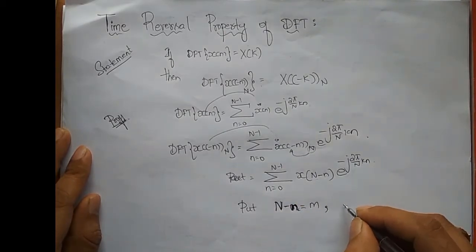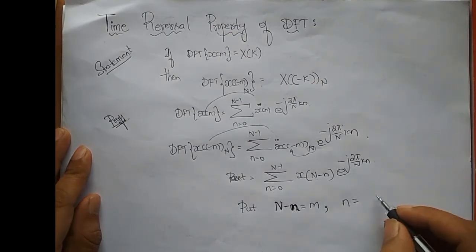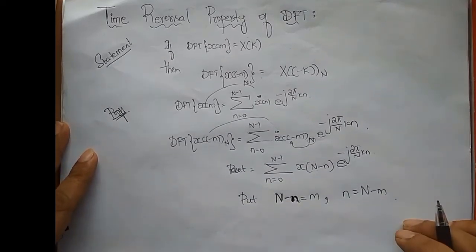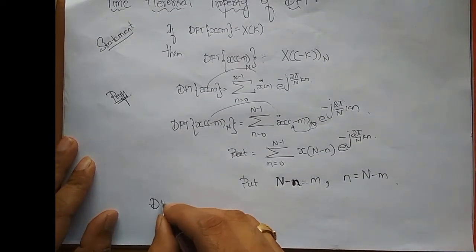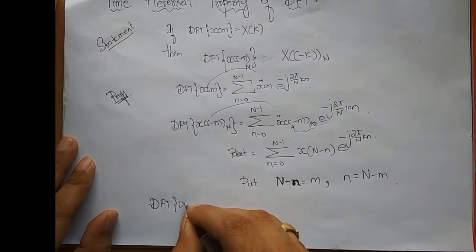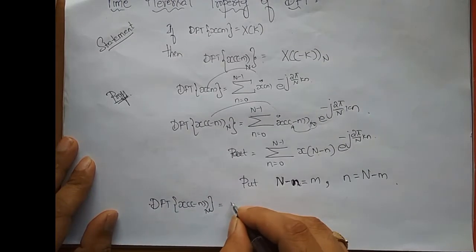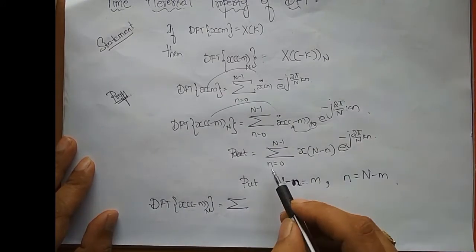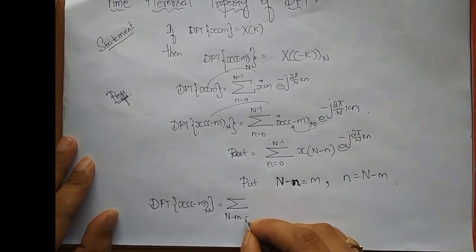And what is n from this? If I write it in terms of m, I get n is equal to N minus m. So therefore, what is the next step? DFT of x of minus n mod N is equal to summation, so I am writing n as N minus m.